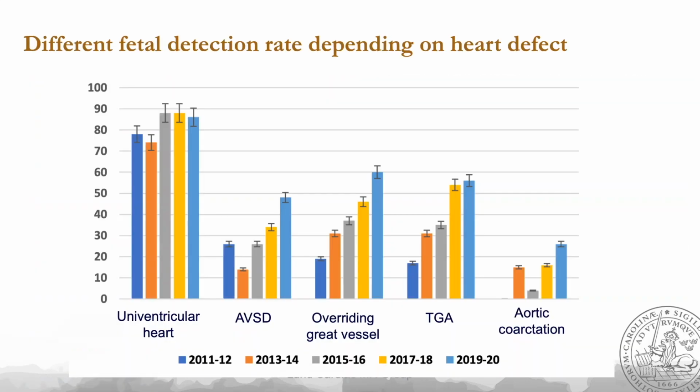I just wanted to go back to this slide, which is color-coded between 2011 and 2020 for the univentricular heart detection rate in Sweden, the AVSDs, overriding great vessels, including Fallot and their variants, and also TGA and aortic coarctation, where I believe univentricular hearts is not very much of a question when it comes to echo, whereas we can probably make more of a difference for the other parts, even though they are increasing rapidly over the years.